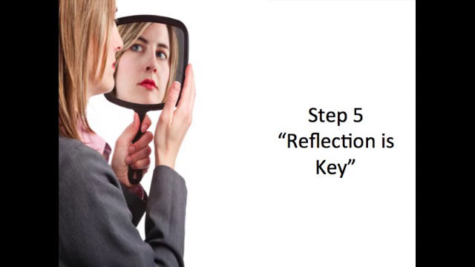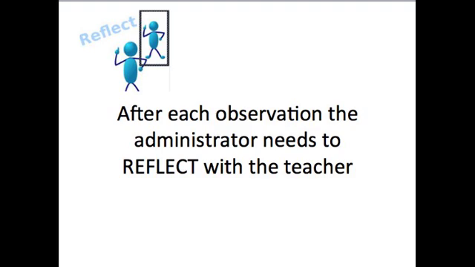The fifth step is reflection is the key. It does little good for an evaluator to observe a class, write evidence down, send the evidence to the teacher, and expect the teacher to self-improve without discussion. Just like we expect students to be involved in the learning, teachers need to be involved in their own learning. Each time an administrator observes, they must meet with the teacher and allow the teacher an opportunity to reflect on their own teaching. This is for informal observations as well as formal observations. Individuals learn because of what they do and what they commit to, not what we tell them to do.